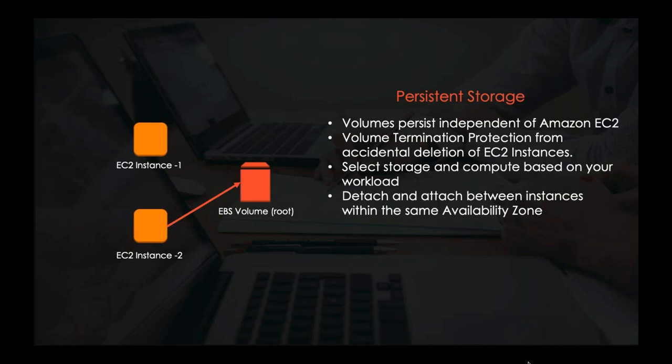In Mumbai, we have three availability zones. So the EC2 instance which is residing in availability zone 1A, the EBS volume needs to be a part of the same availability zone 1A. Then only you will be able to connect to these different EC2 machines.